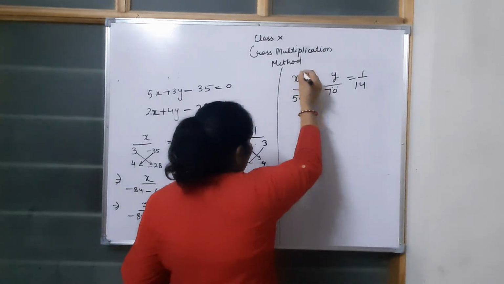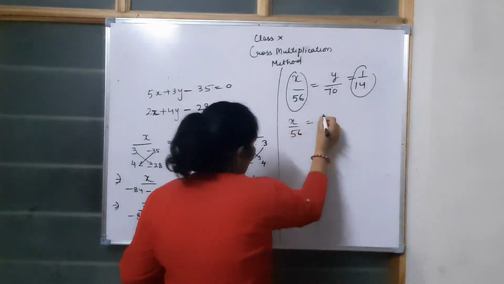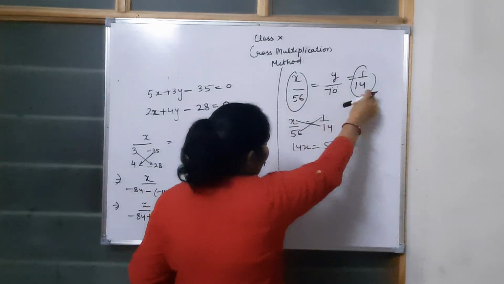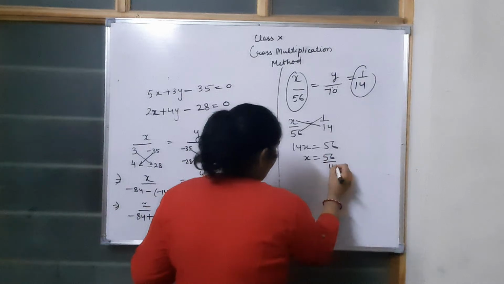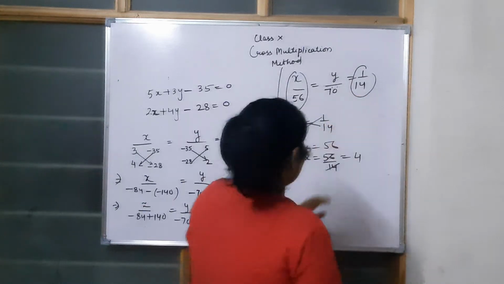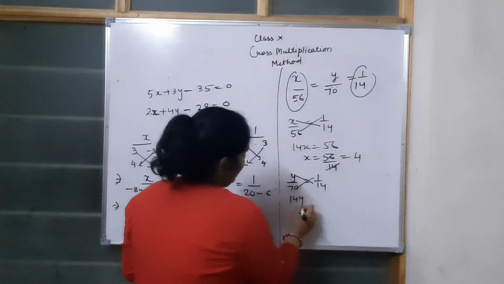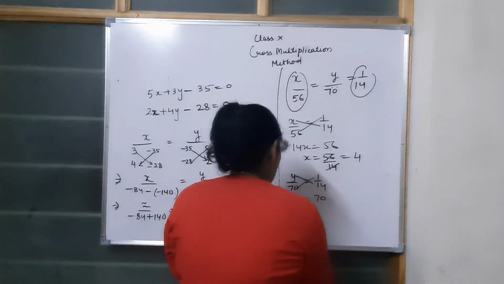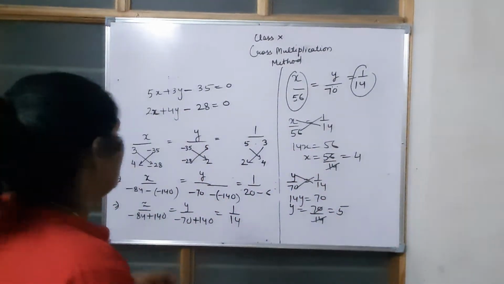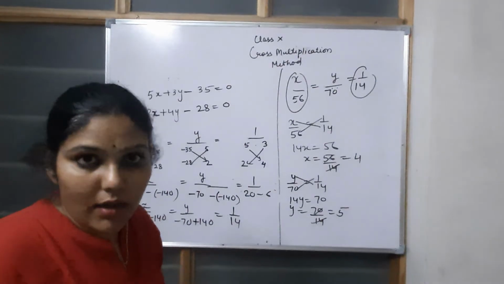Now just look here, if you take these three as equal terms, then x upon 56 is equal to what? 1 upon 14. Now you will be able to find the value of x because I have taken these three as equal. So x is equal to 56 upon 14, which is 4. Now y upon 70 is also equal to 1 upon 14. So we get 14y is equal to 70. So y is equal to 70 upon 14, which is 5. So x is equal to 4 and y is equal to 5. Is that clear with you?